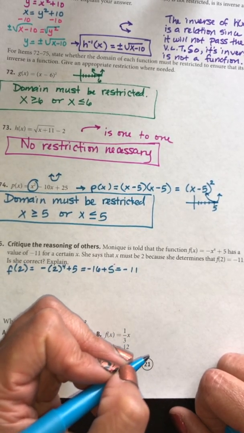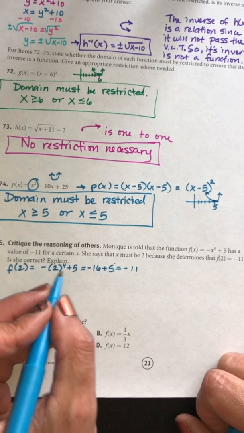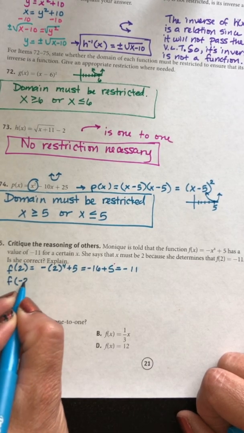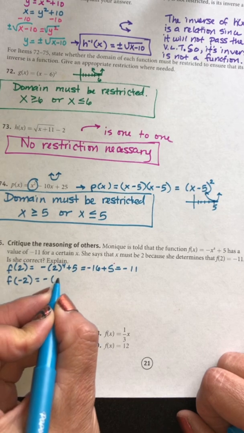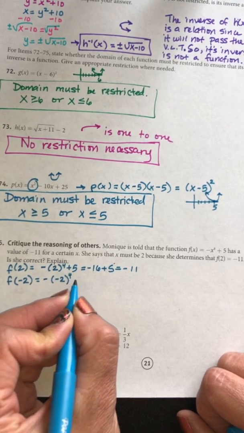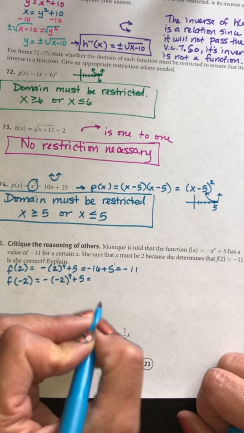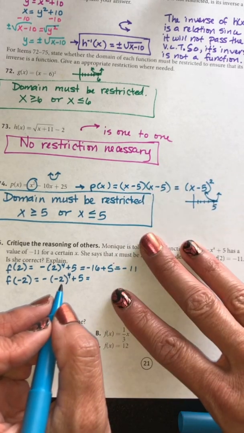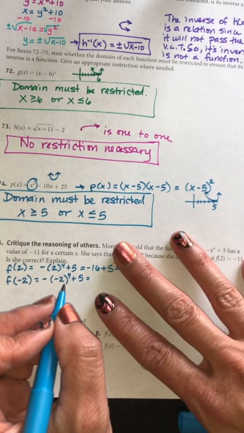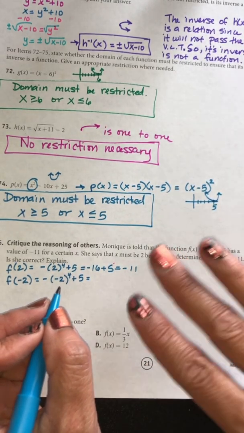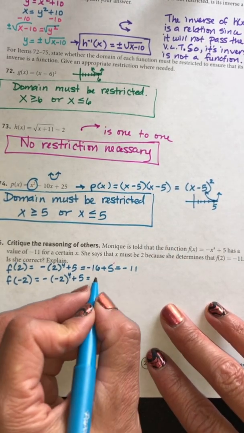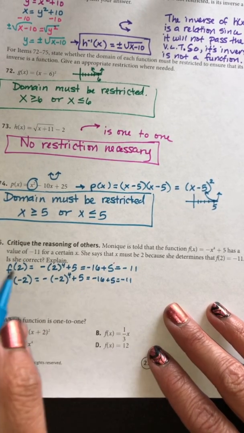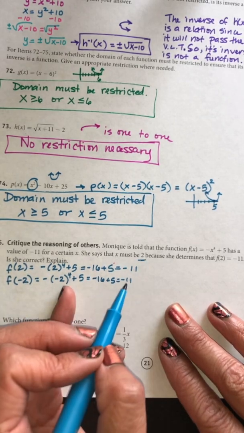Right. But is that the only x value that's going to equal a y of negative 11? What if I have f of negative 2? Because isn't a negative number raised to an even power still going to be positive? So wouldn't it be the same thing? Negative 2 times negative 2 is positive 4. Positive 4 times negative 2 is negative 8. Negative 8 times negative 2 is a negative 16. Or sorry, positive 16. With that negative out front, it's still negative 16 plus 5, which is negative 11. So it's not just a 2, it's also a negative 2.